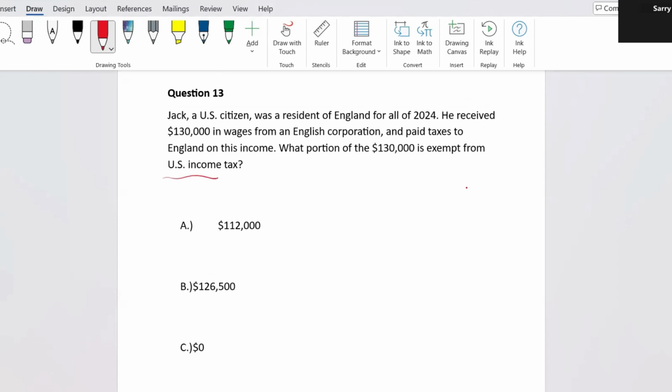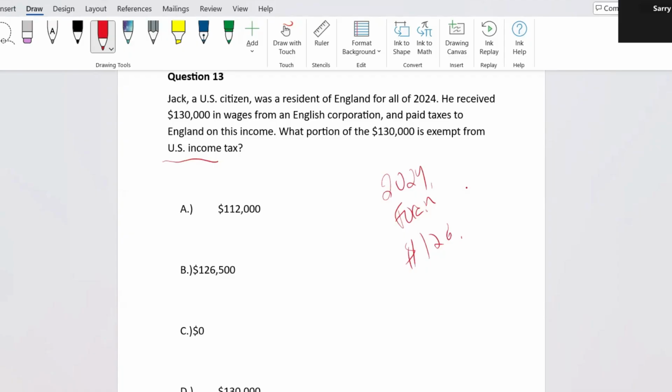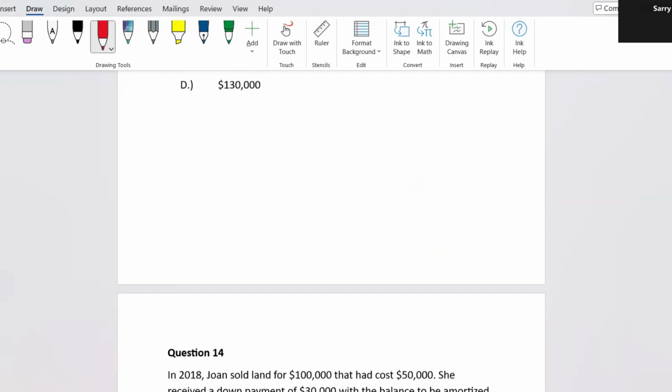So a couple of things here to remember, that even if you are a U.S. citizen living abroad, technically all your income is subject to U.S. taxes. But the good news is there's an exemption for that. For 2024, just remember the foreign income exemption is 126,500. So of the $130,000 he received, 126,500 of that is exempt. He only pays the difference in U.S. taxes, or the rest of that is subject to U.S. income taxes. It's kind of like so that way you're not paying twice the amount of taxes. So it's an exemption.